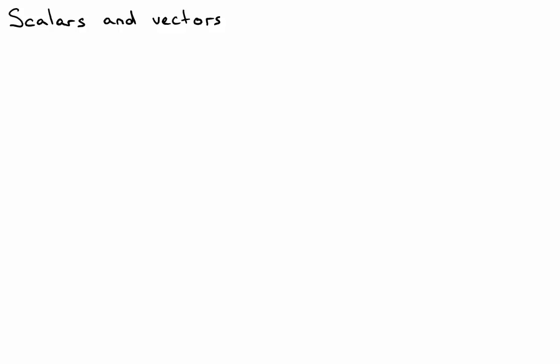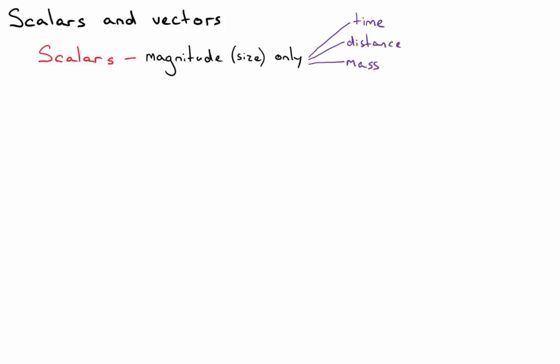In this video, we're going to talk about scalars and vectors. Now, scalars are quantities that have a size only. They only have a magnitude. And some examples of this are time, distance, mass, speed, and temperature.